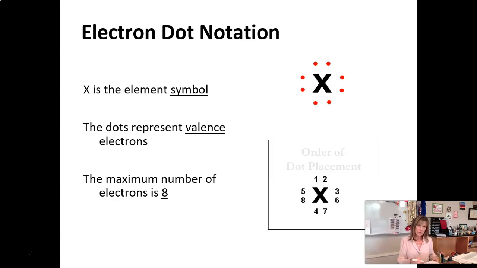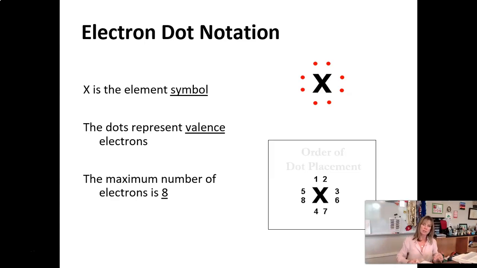So let's say sodium. Okay, sodium on your periodic table. Where is sodium on your periodic table? Group 1. Everything in group 1 has 1 valence electron. So the Lewis dot, or the electron dot notation for sodium, is that. I know, really hard. How about nitrogen?